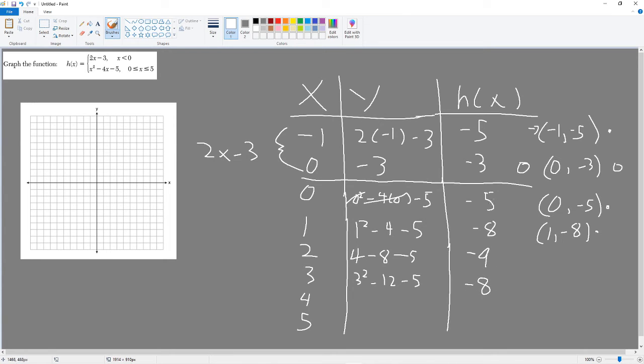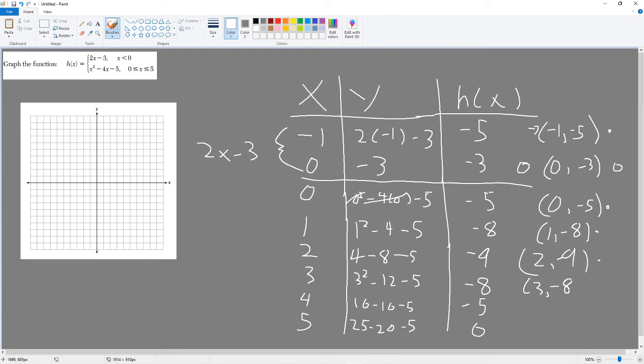Remember, this is a quadratic, so it's symmetrical about the vertex. So this can be negative 5. And I can show you that because 4 squared is 16, 16 minus 16 is 0, and minus 5 is just negative 5. And for x equal to 5, we have 25 minus 20 minus 5. So 25 minus 20 is 5, 5 minus 5 is 0. So these are the coordinates.